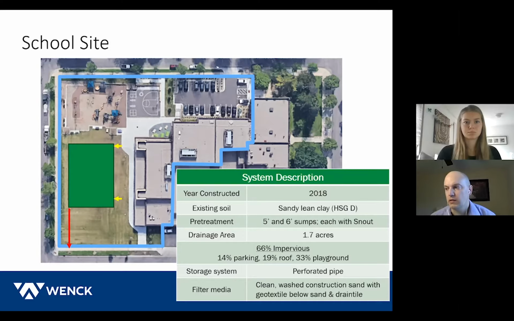This system had 2 inlets. You can see there by the 2 yellow arrows. At each of those inlets, there is a sump manhole, and each of those sumps had a snout device on the outlet. So that snout device is intended to retain floatable material in the sump manhole and also prevent some scour of accumulated sediment to some degree. There were soil borings available, and those borings indicated sandy, lean clay. So that's why filtration was chosen for this particular site.